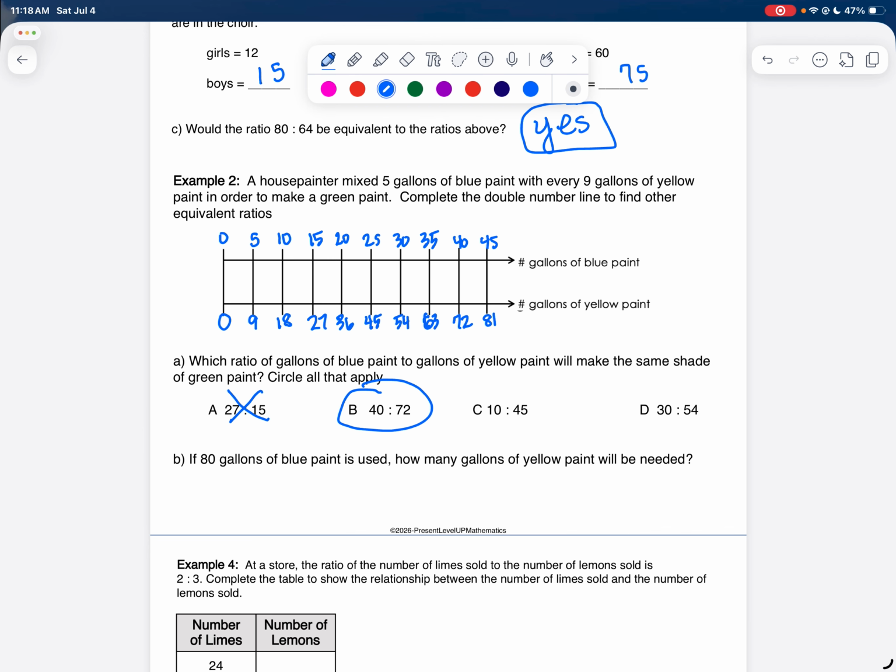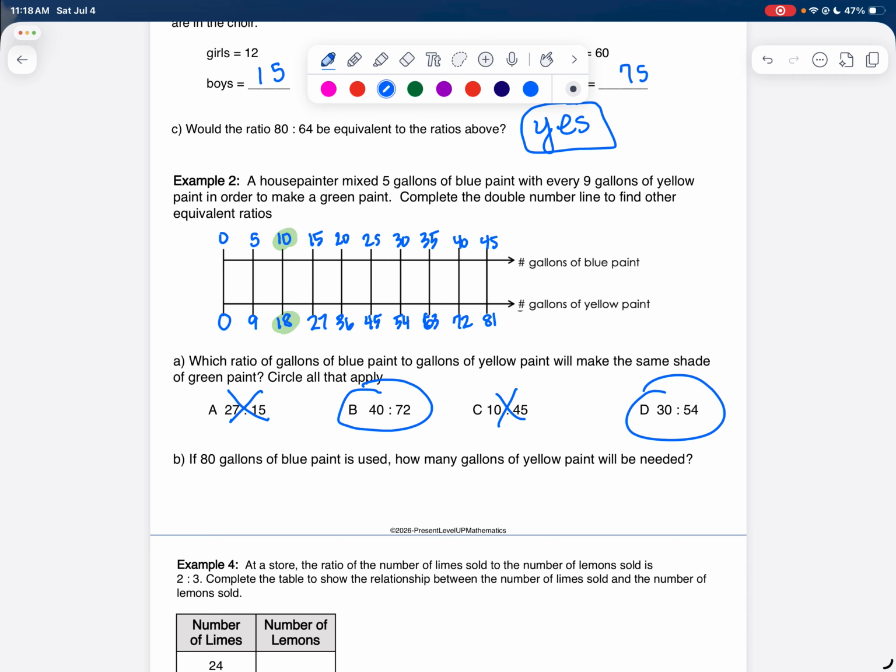10 to 45. Well, we have a 10, but this is not a 45, so I'm going to say no on answer C. 30 to 54. So that is in our chart. So 30 to 54 and 40 to 72 were the equivalent ratios.